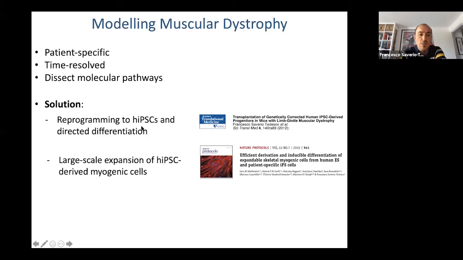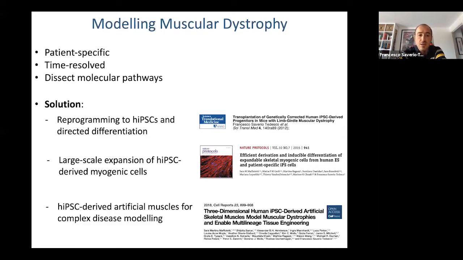Later on, we also expanded this area by developing protocols for the large-scale expansion of inducible myogenic cells from iPS cells. And more recently, and I will be talking a bit more about this, we've also been able to use those iPS-derived myogenic cells that I just mentioned, and by merging them with biomaterials and different differentiation protocols, we've been also able to create complex artificial muscles, three-dimensional artificial muscles of muscular dystrophies, which can recapitulate key phenotypes in vitro, as you will see in a few slides.